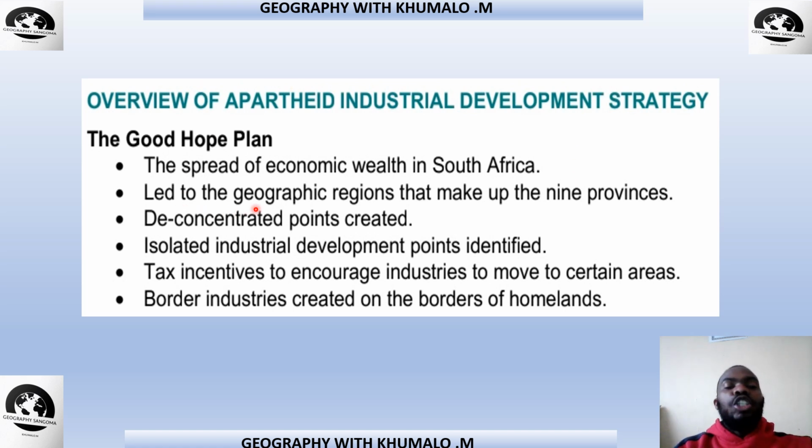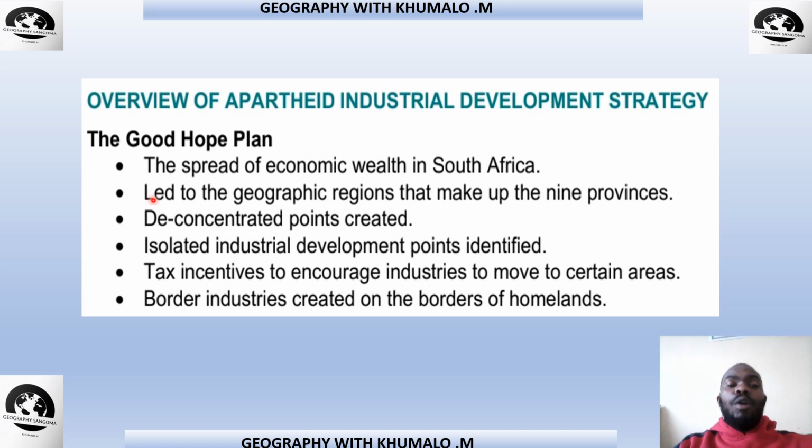And this led to the geographical regions that make up the 9 provinces. So that's where we started having different provinces: Gauteng, Eastern Cape, Western Cape, KwaZulu-Natal, Northern Cape, Free State. All those provinces came as a result of the Good Hope Plan.